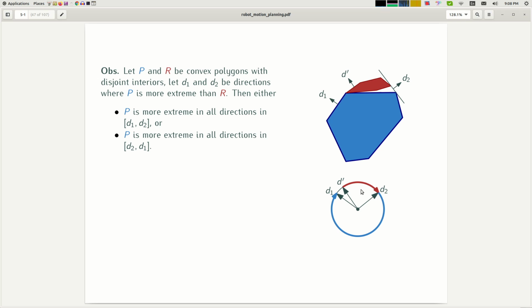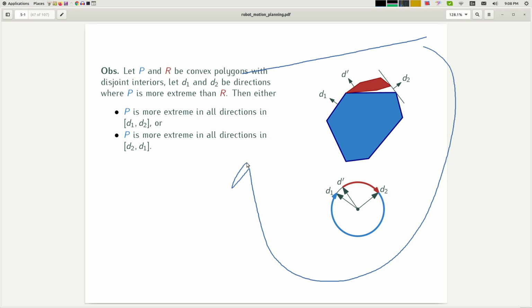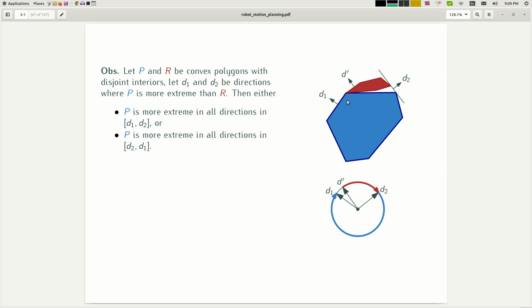And this directions means that imagine that you're rotating a line perpendicular to all these directions. So you're rotating this line over here, and you're looking at what is the vertex that is extreme along this direction. And so for a while these red vertices are going to be extreme, and then at some point this takes over and blue gets extreme. And the picture looks like this.